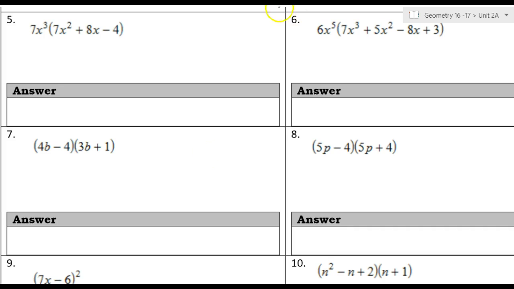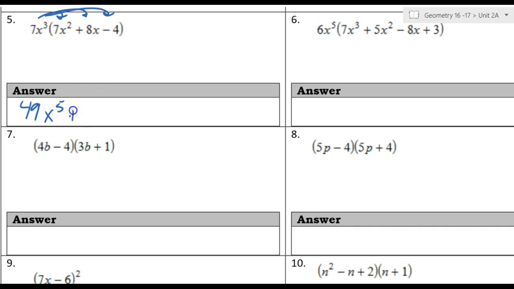In these problems, as it says in the directions above, you were just simplifying. So when I have 7x to the third times this parenthesis, it really just literally means I'm going to be distributing that 7x to the third to all the terms inside. So I have to multiply my coefficients and add my exponents. In doing so here, it's 7 times 7, that's 49. X to the third times x to the second, it's x to the fifth.